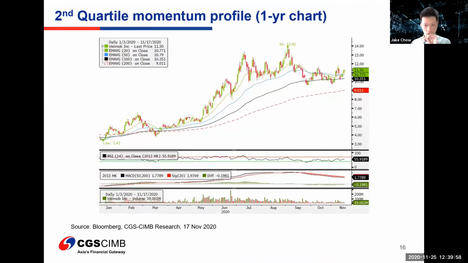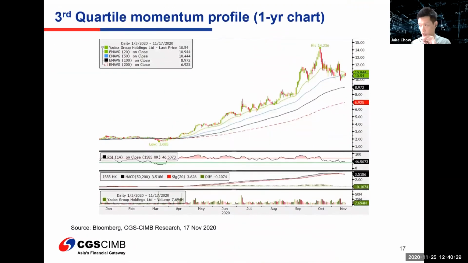This is the second quartile momentum profile. You'll find that the front end gradient is a little bit more flat, and the price action retraced to find support, in this case above the 100-day exponential moving average, and is consolidating sideways for its next move. So stocks in this quartile are ideal for traders with a little bit longer time frame, typically in the 1 to 3 months time frame, and tend to continue their trend going forward.